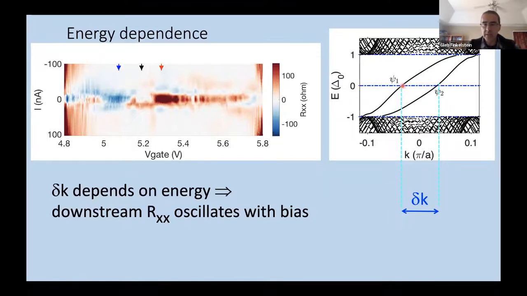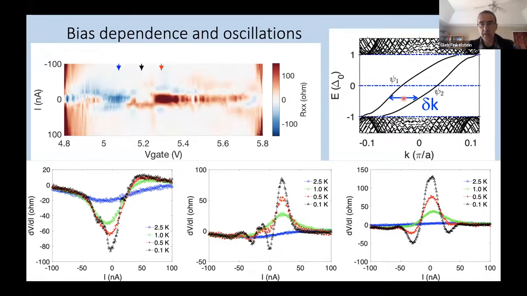Looking at the simulation of the excitation spectrum, we see that the momentum difference between the two will depend on energy. So as we change the energy, the delta K changes, and we can expect changes of the signal. And in fact, we see that starting with a negative signal, we can get to zero, or starting with a positive resistance, which is the case where an electron is emitted, we get back to zero eventually at large enough current. And for some values of the gate voltage, we may also start at negative signal and have a few oscillations, as may be expected from this picture as delta K is changing. Importantly, this picture doesn't look like some of the spurious effects one might have expected, which would result in more inclined diagonal lines.